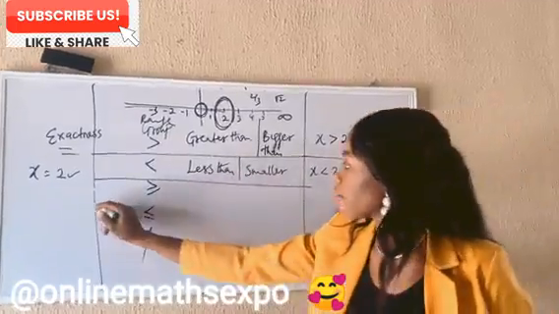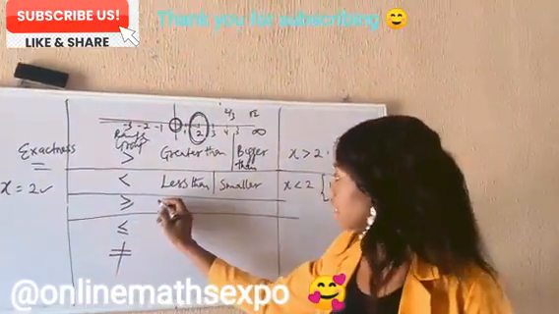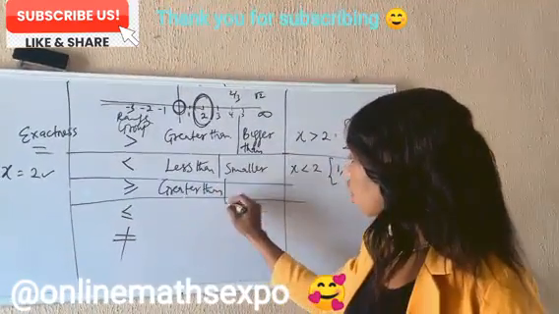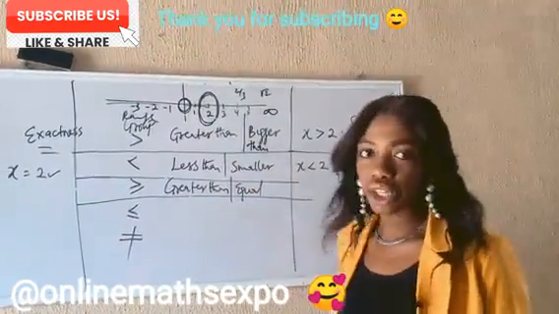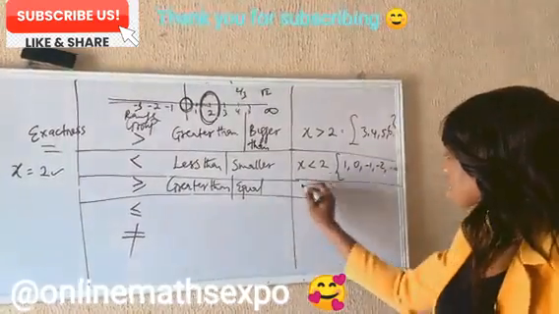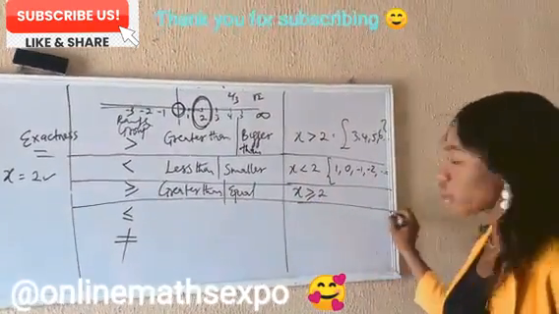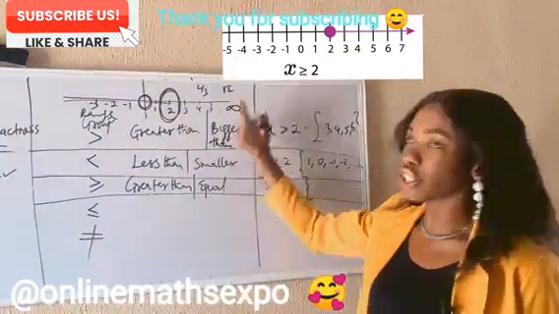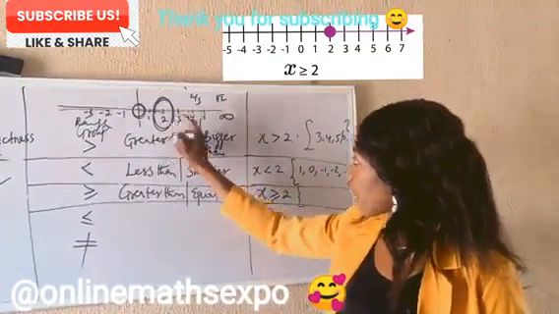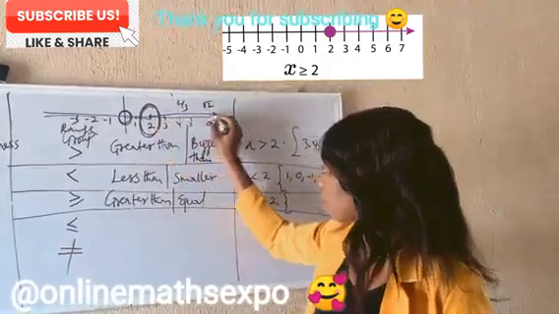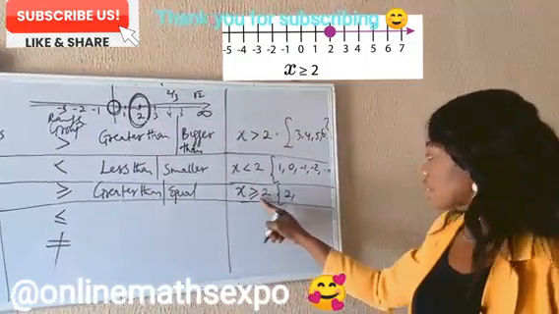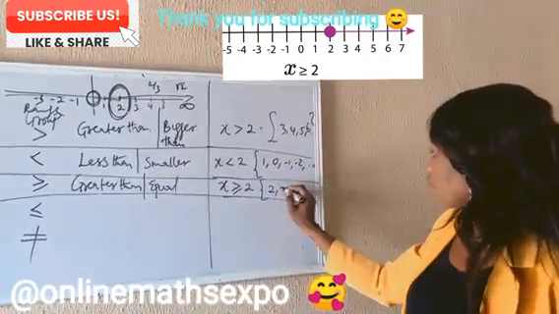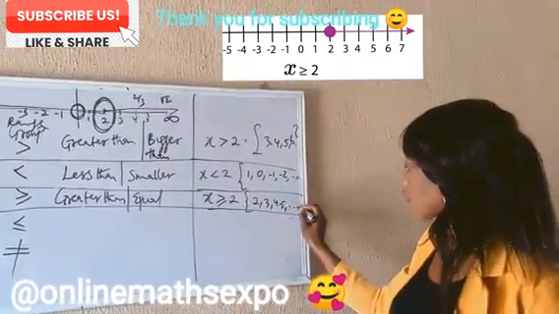So if we have this, what do we call this? This is said to be greater than or equal to. Now, what does this mean? If we say that x is greater than or equal to 2, we are trying to pick all the numbers that are greater than 2 and also equal to 2, which means picking all the numbers from 2 and above. So we are going to have 2 because there is an equality sign there. Adding 2 to this, we have 3, 4, 5, 6, and so on.